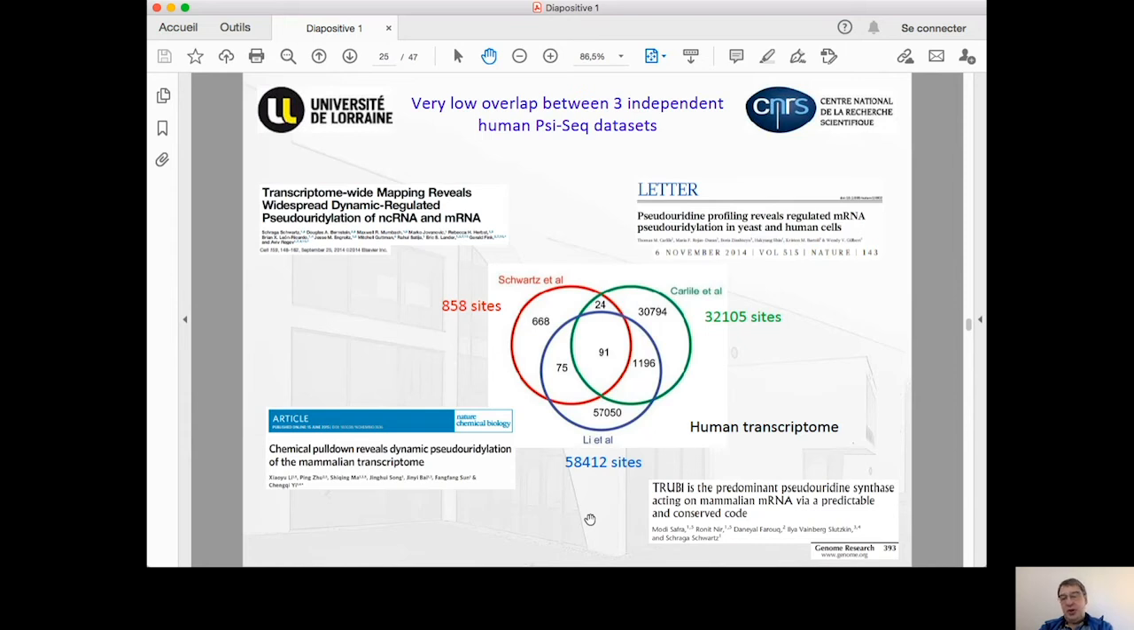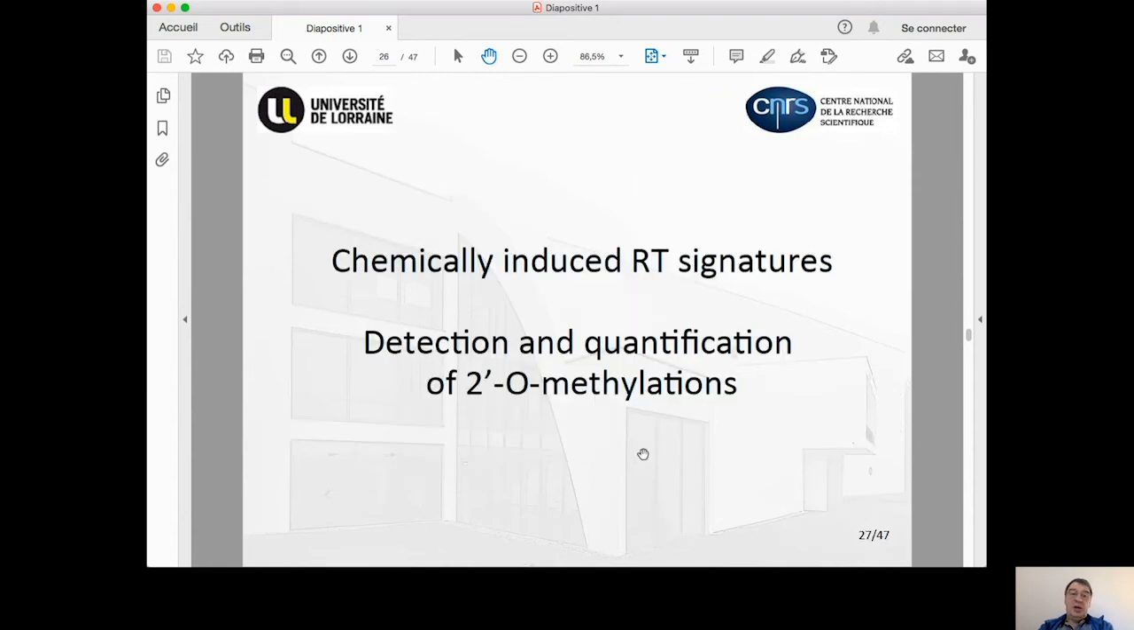This may be related not only to false positive identification, but also to false negatives, because everything depends on the calling of modified nucleotides in the bioinformatic pipeline used for analysis. So now I will switch to chemically induced signatures and illustrate our work on detection and quantification of 2' methylations.